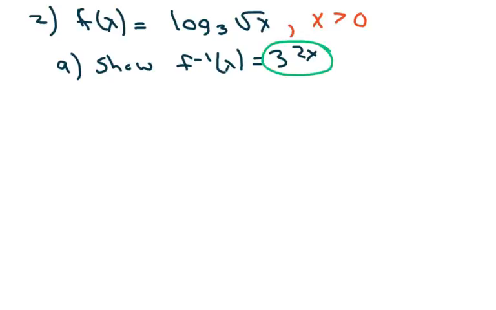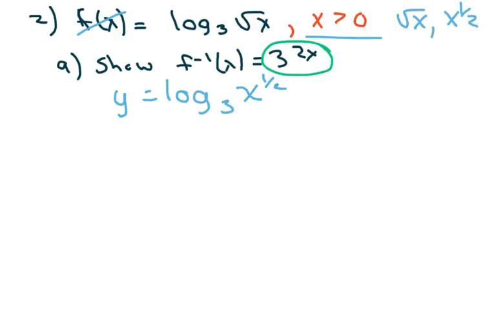So I'm going to change this to a y and rewrite it as y equals log base 3 of x to the 1/2. Remember, square root of x is x to the 1/2. By the way, the domain is all positive integers here. That's going to help us on the next question. So now what I'm going to do is switch the x and the y.